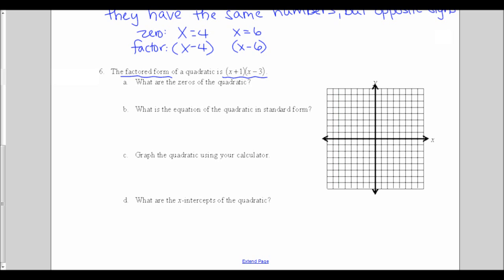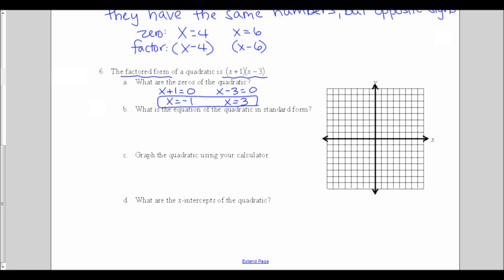Using the knowledge we have from above, that means x plus 1 could equal 0 to make a 0, so x equals negative 1. And x minus 3 could equal 0, so x could equal positive 3. So the zeros of my quadratic are x equals negative 1 and x equals 3.